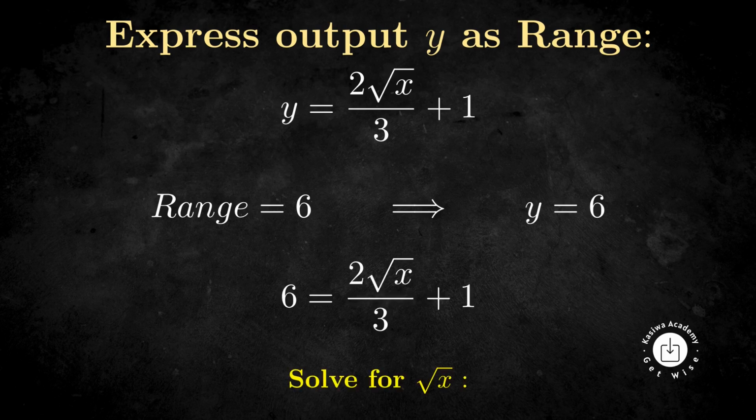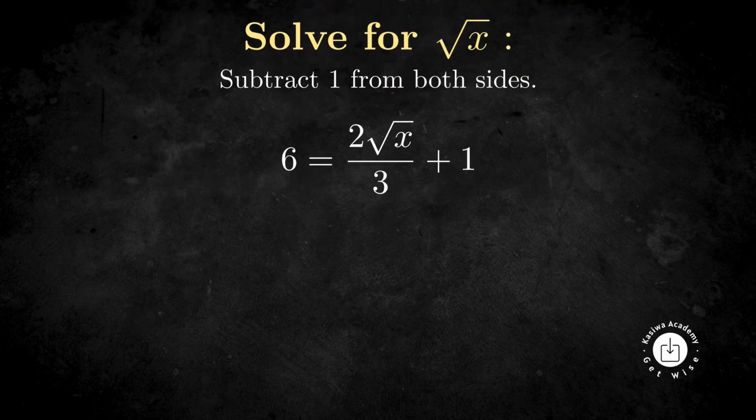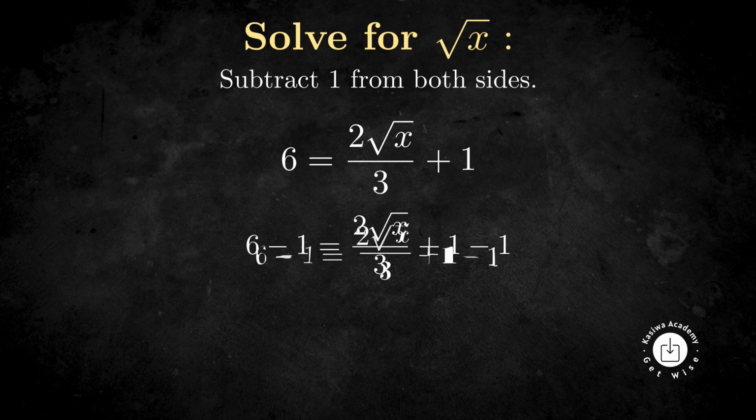Now that we have successfully substituted 6 for y in our function, let us solve for the square root of x. We will firstly remove the constant term 1 from the right-hand side of the equation. We will achieve this by subtracting 1 from both sides. This will give us a 5 in the left-hand side and 2/3 square root of x in the right-hand side.